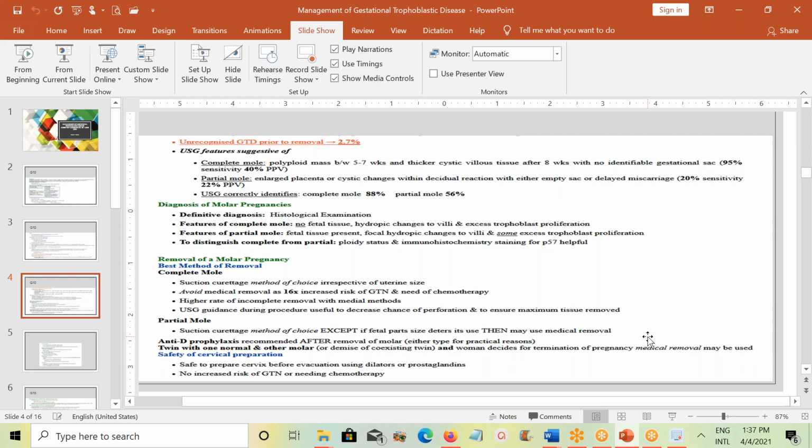Or if there is excessive vaginal bleeding, then of course you will have to use oxytocin, but it should be started only on the orders of a consultant. So we are not using oxytocin, whether partial or complete removal, in any form. This is for all types. Why don't we want to use it? Because it will cause embolization of the bunches of moles into the maternal circulation.